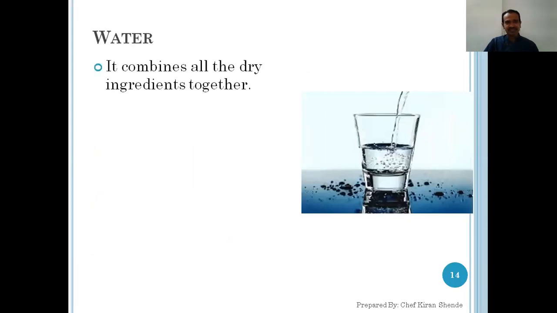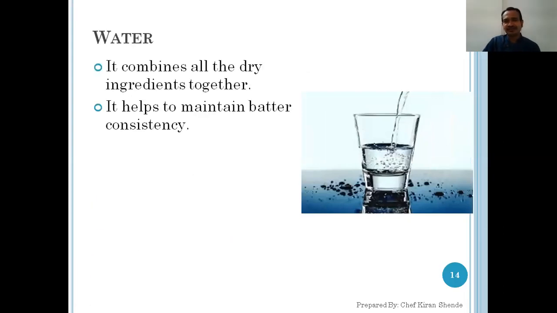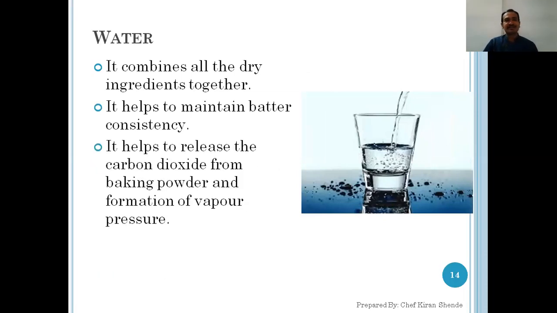Water basically is used to combine all the dry ingredients together. It will form a good mass. It helps in maintaining the batter consistency. It will release the CO2 gas when it reacts with the baking powder and forms a vapor. So that's how the volume of your cake is increased. And of course, it keeps the cake moist for a longer period of time.